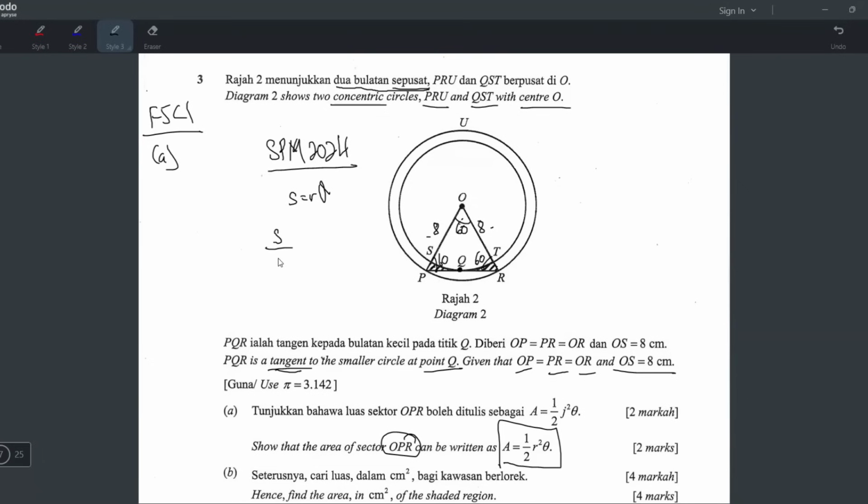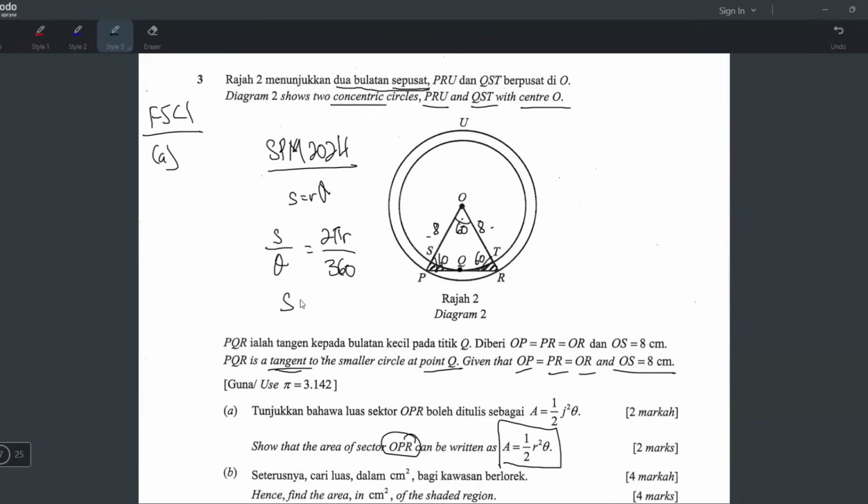You will take s over theta equals 2 pi r over 360, because s is the arc. And the arc is always directly proportional to the angle. If the angle is very big, then the arc is very big. If the arc is very small, it means the angle is also small. So that's why you can do it like that, s over theta equals 2 pi r. 2 pi r is the circumference of the whole circle. And if it's a whole circle, definitely the angle will be 360.